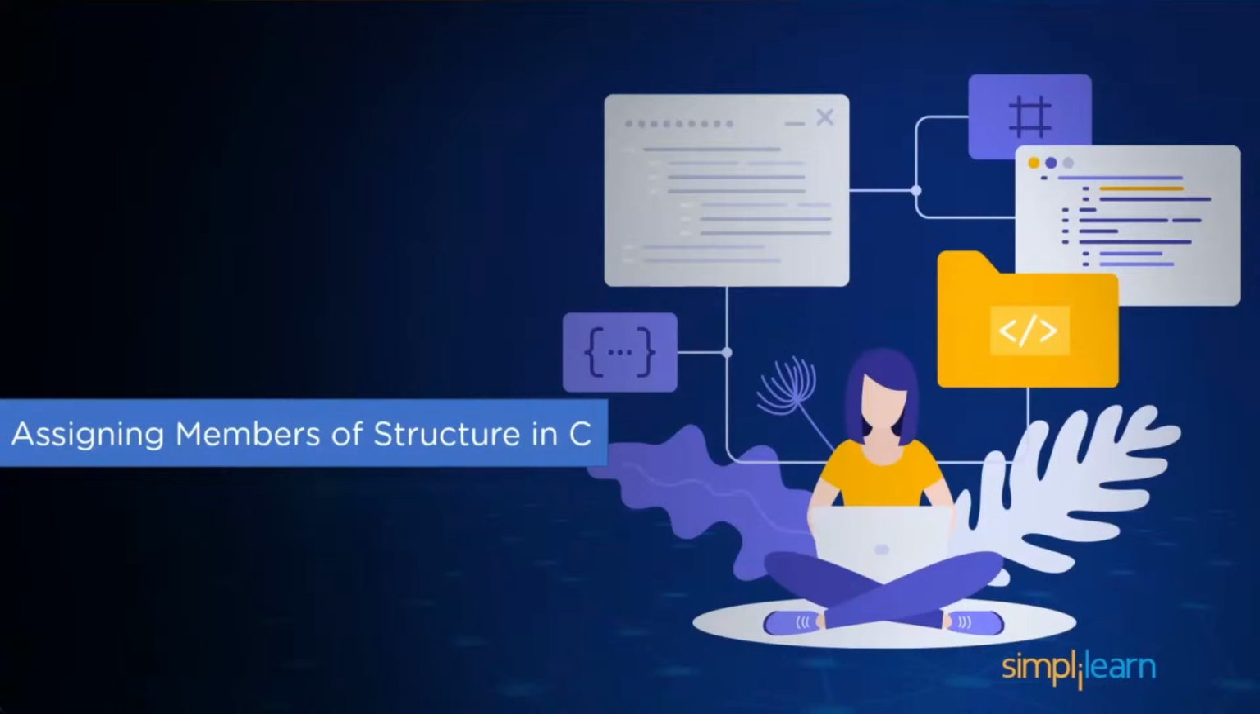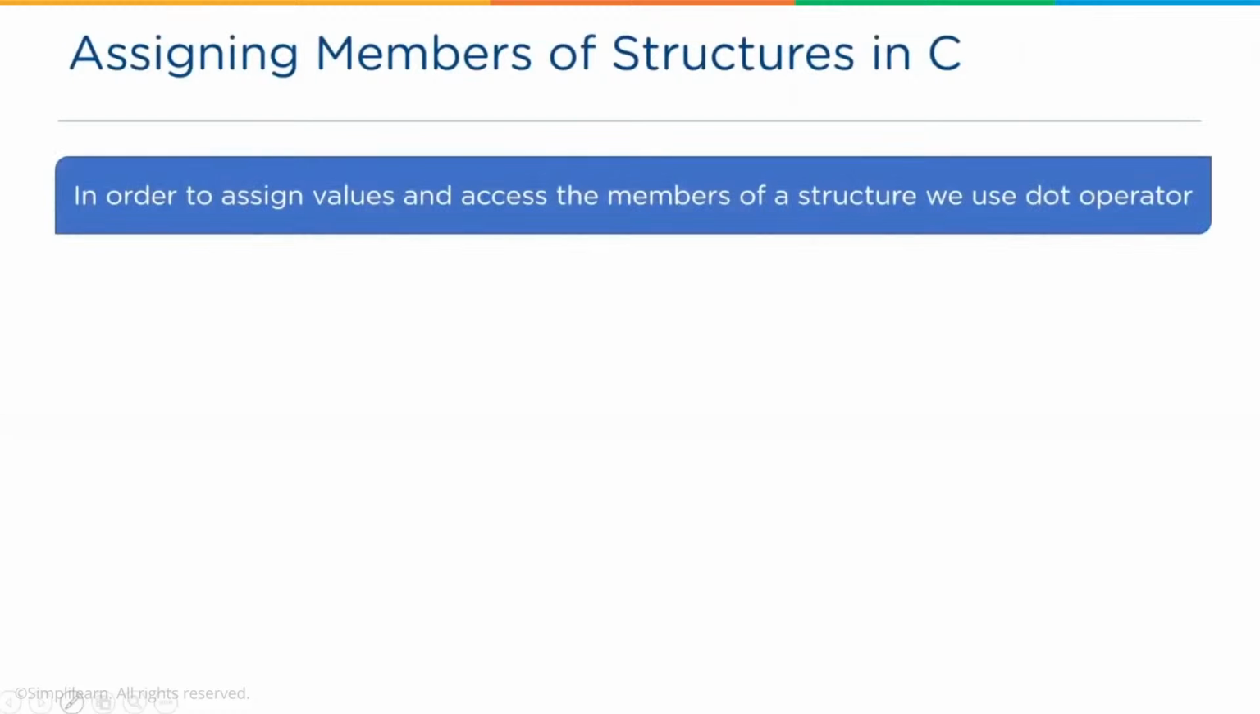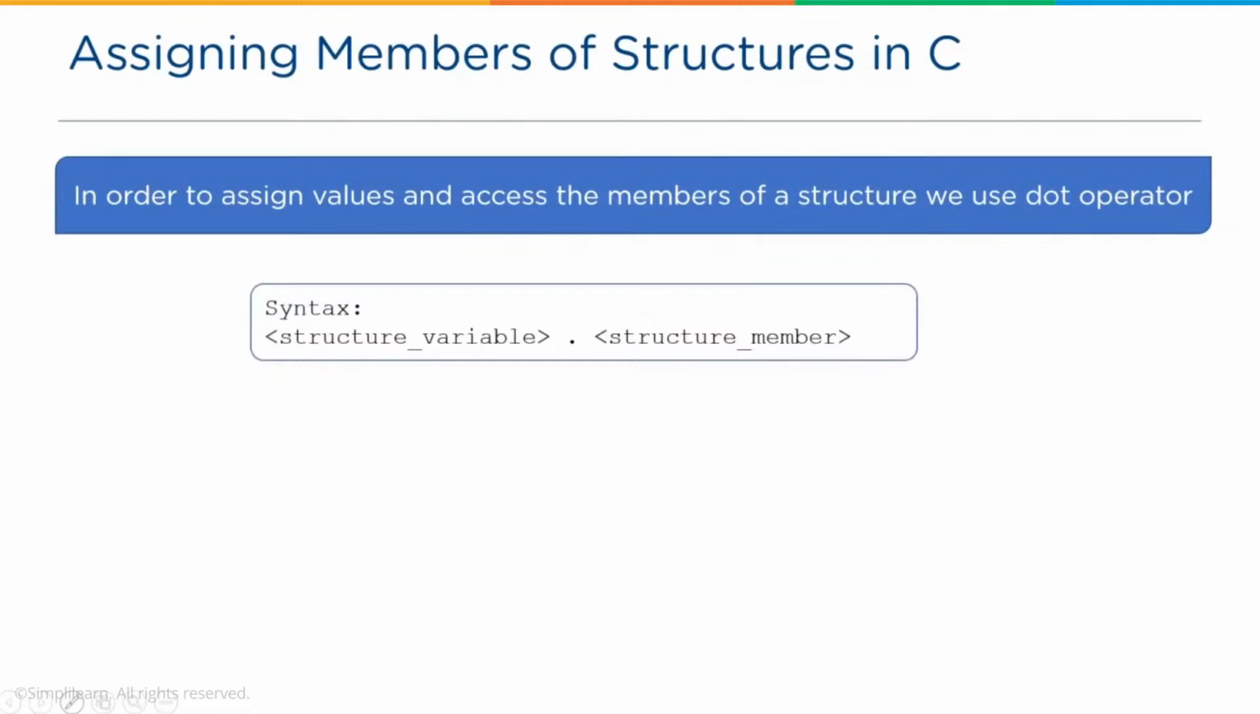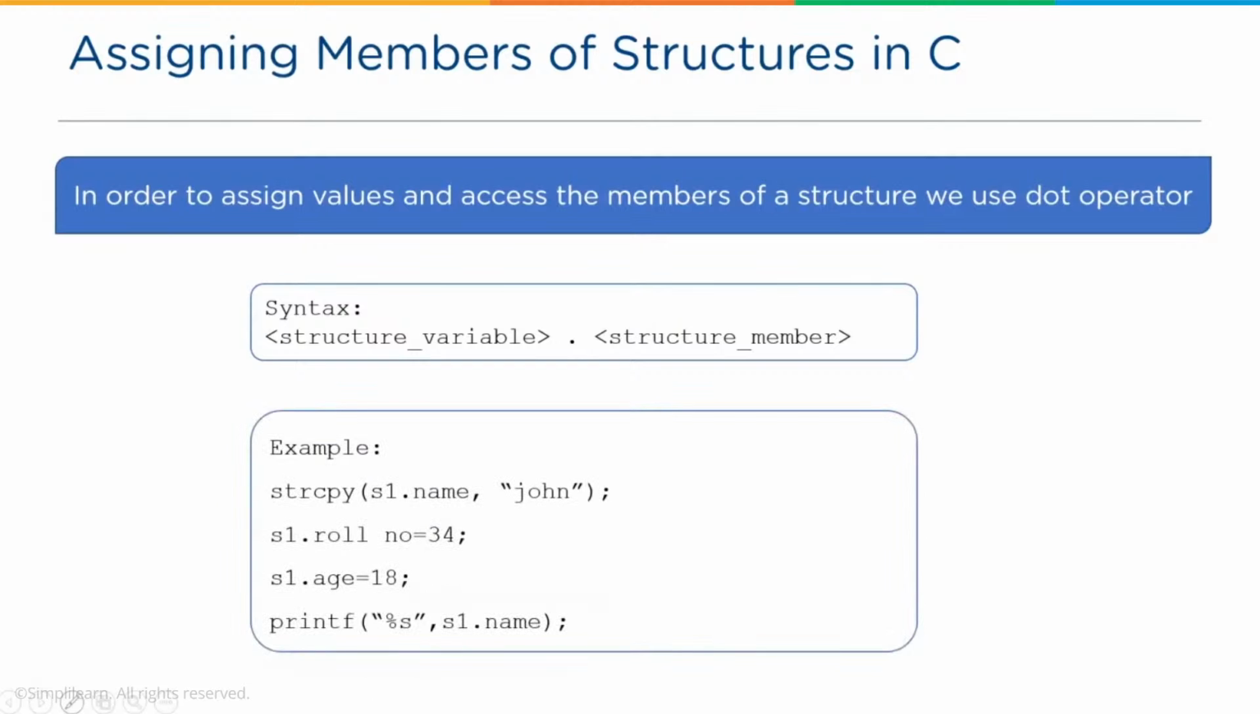So now, let us try to understand the right way of assigning values to the structure members in C. To assign values to all the members of a structure and access them, we use the dot operator, also known as the period operator. Look at the syntax below to clearly understand how we access and assign the structure members. First, the structure variable followed by the dot operator and structure member. For example, s1.roll number is equal to 34, s1.age is equal to 18, and we make use of the string function strcpy to copy the name.